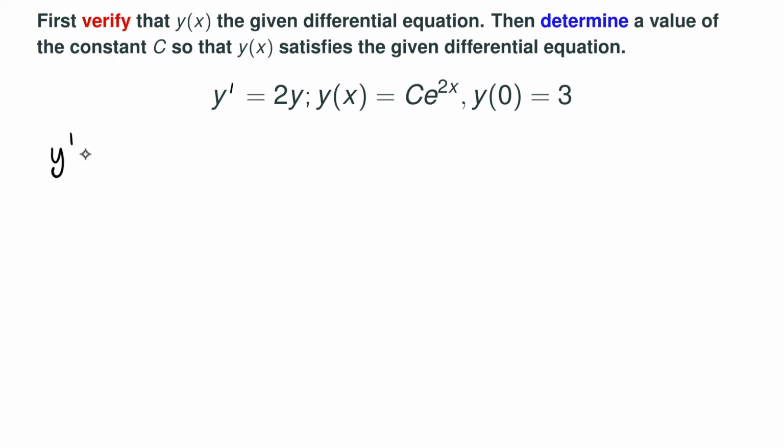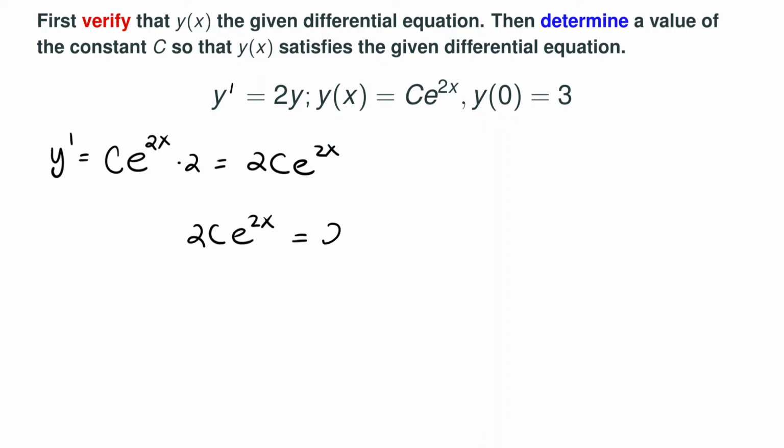So we take the derivative. The constant is there. The derivative of e to the 2x is e to the 2x times 2. So this cleans up to be 2c e to the 2x. And now let's verify. We know that the derivative should be equal to twice the original. Now our original is c e to the 2x, and we see that that is indeed true. So we verify that this is a solution of the differential equation.